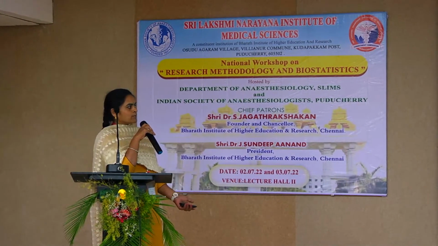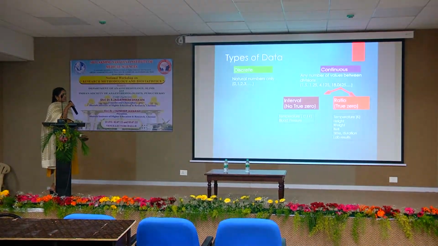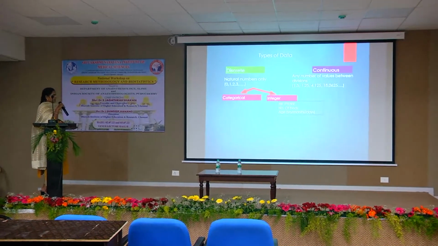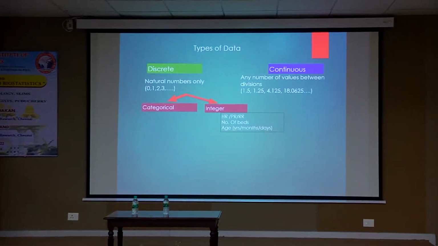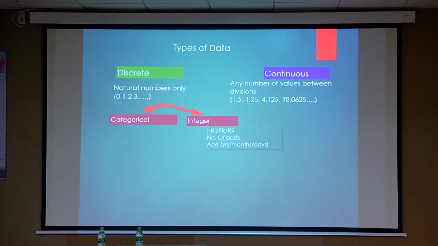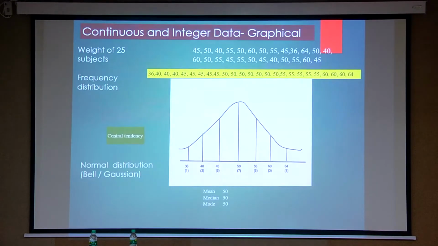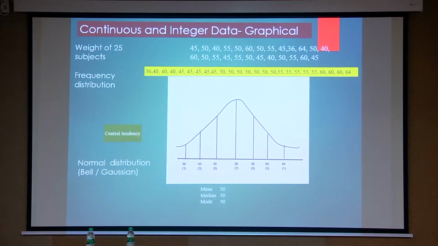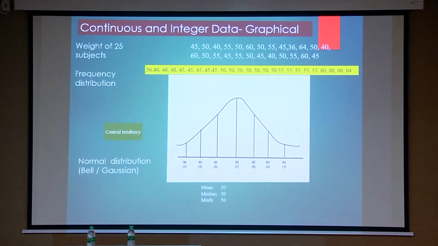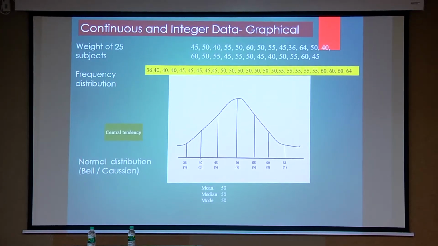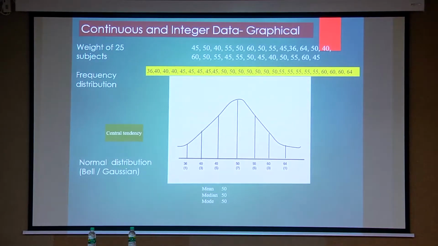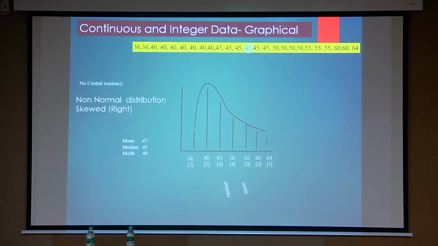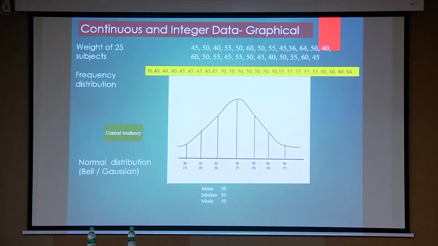We have two types of data, based on the number of values between divisions. Discrete data is again divided into categorical and integer. For all practical purposes, we will consider the integer data as continuous data now. So this is the data of 25 subjects' weight. Now, in a frequency distribution, we got this type of curve. If we distribute it, we will get a normal distribution.